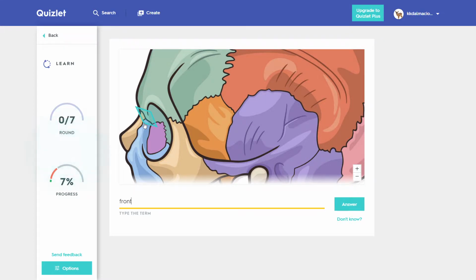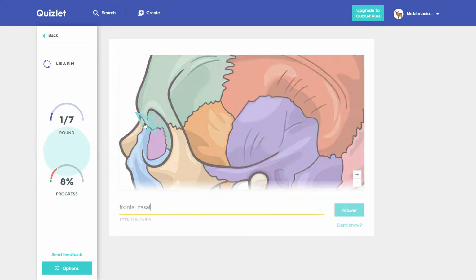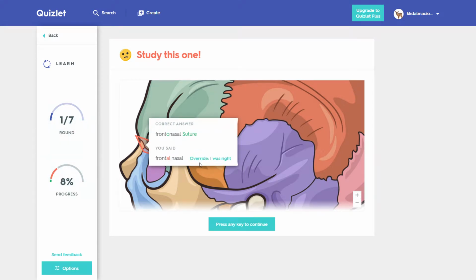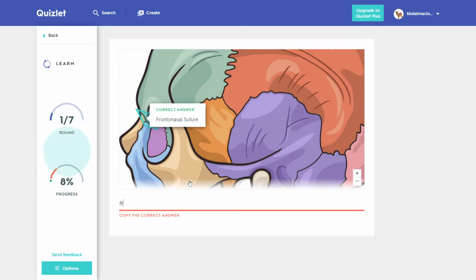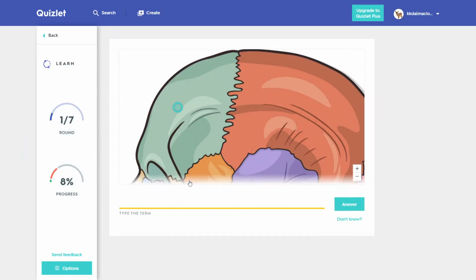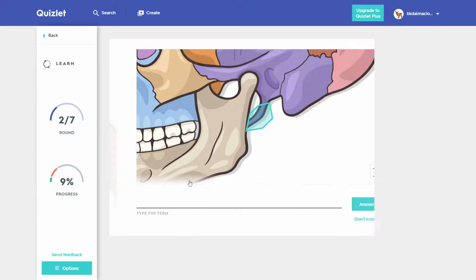Okay, I know this is a frontal nasal sinus. Frontonasal suture. Okay, let's see if we can. Oh, they want me to retype it. Frontonasal suture. Yep. Oh wow, this really helps you learn. Frontal bone. Yep.